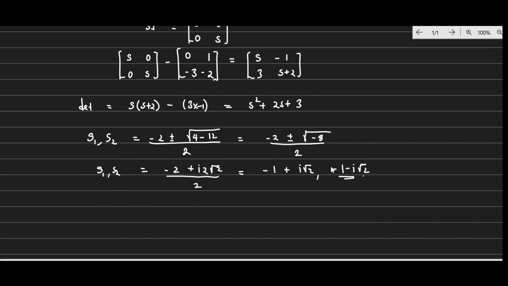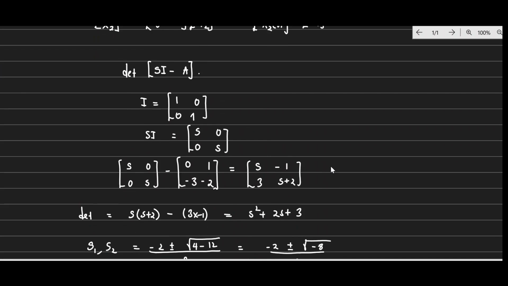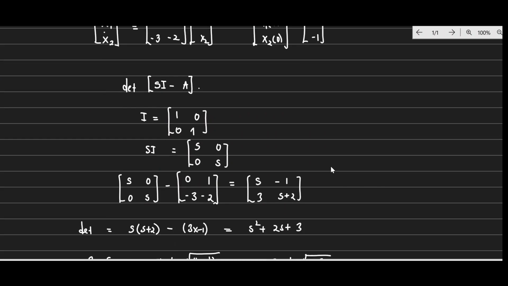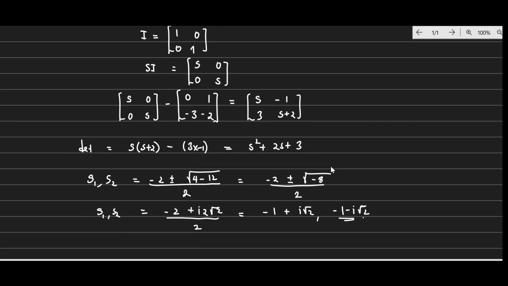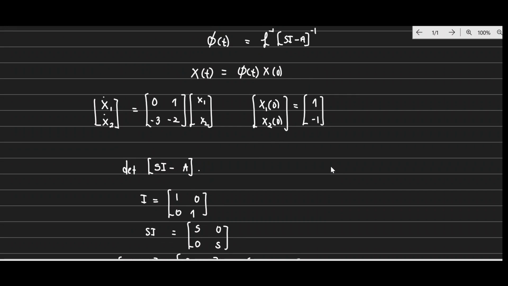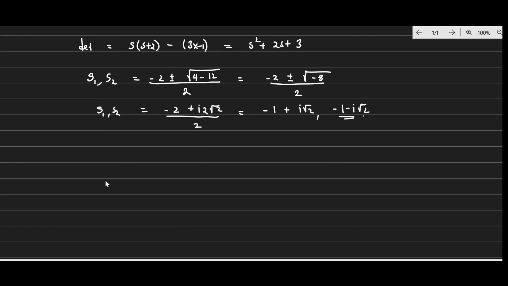Now this is not most necessary, though, but it's important to also know the eigenvalues, because maybe you're asked to find the stability of the system and all that. All right, so now let's find phi of t. So how do we find phi of t? Phi of t is equal to the Laplace inverse of (sI minus A) inverse. We already found sI minus A.